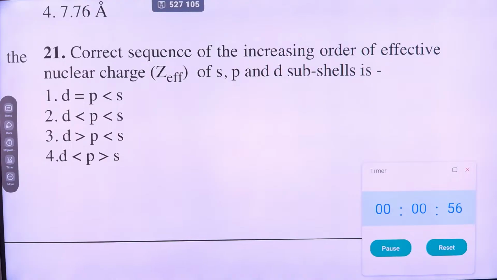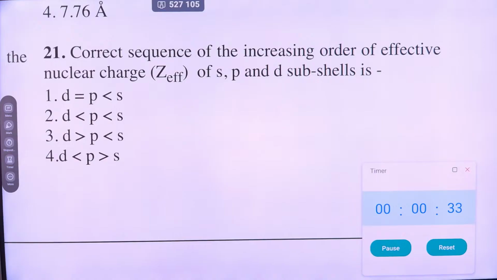Correct sequence of increasing order of effective nuclear charge, Z effective, of s, p, d and f subshells. Effective nuclear charge, how do you get effective nuclear charge? By the way, it's very easy. It's a learning question, not a solving question.